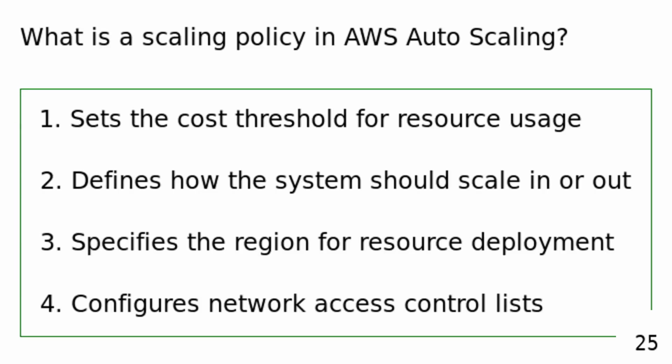What is a scaling policy in AWS Auto Scaling? Sets the cost threshold for resource usage. Defines how the system should scale in or out. Specifies the region for resource deployment. Configures network access control lists.